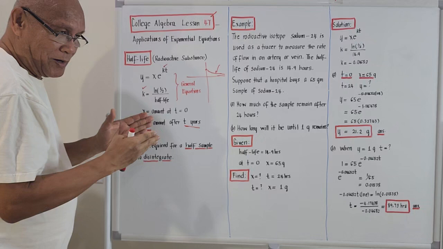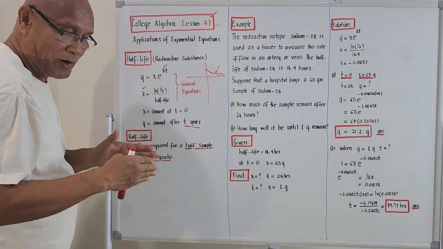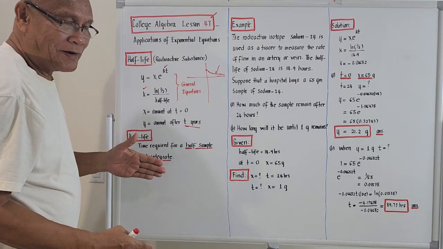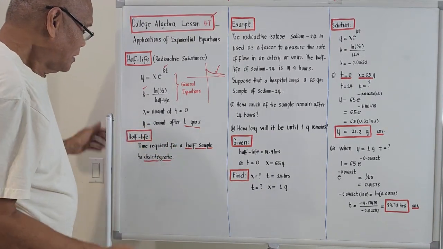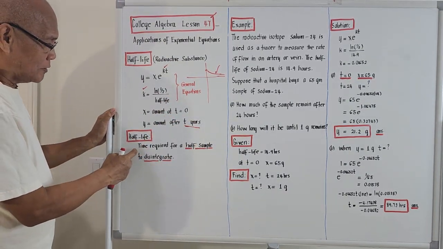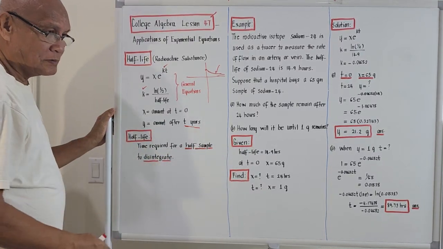So actually, we could compute how many years it will take for uranium to disintegrate. It's a very long time, right? So it's really very dangerous. The definition of half-life is this: half-life is the time required for half of a sample to disintegrate.